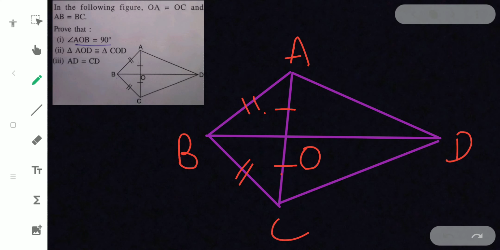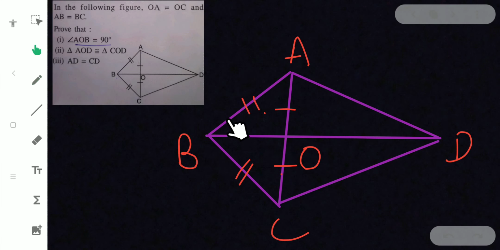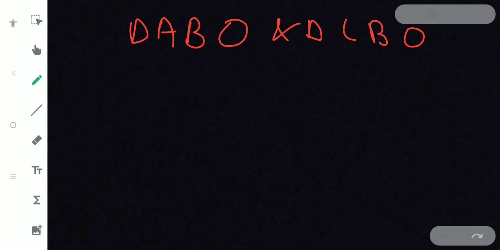Now they asked to prove angle AOB. So angle AOB, this angle should be equal to 90 degree. They are asking to prove. So let us think how to solve it. Now I am considering triangle ABO and triangle OCB. Triangle ABO and triangle CBO or OCB.